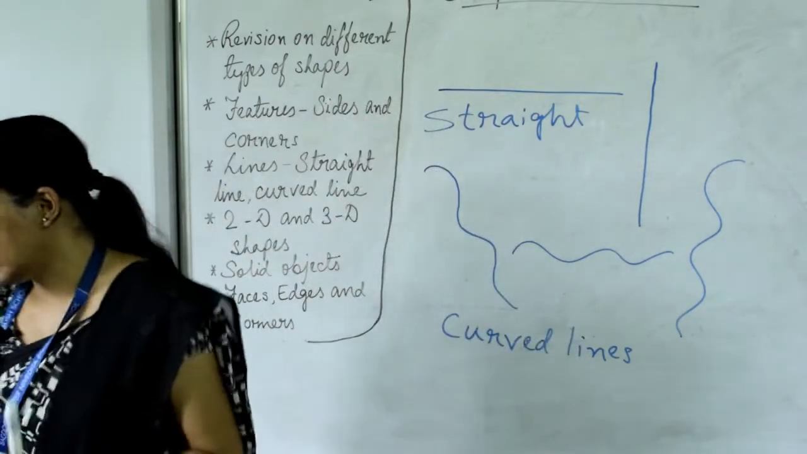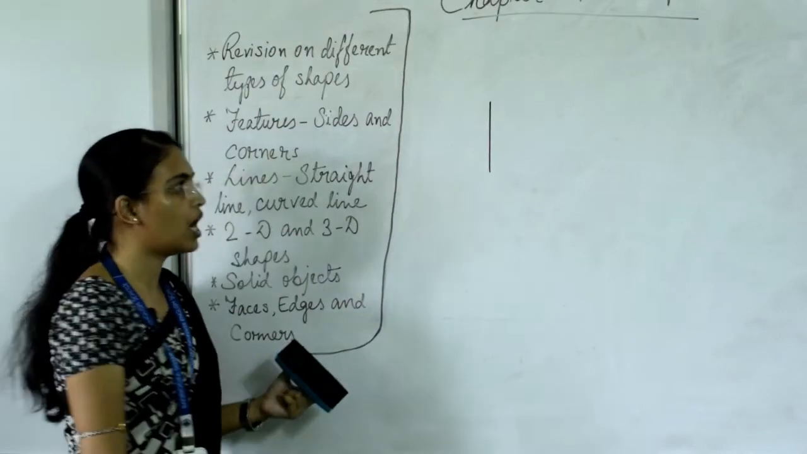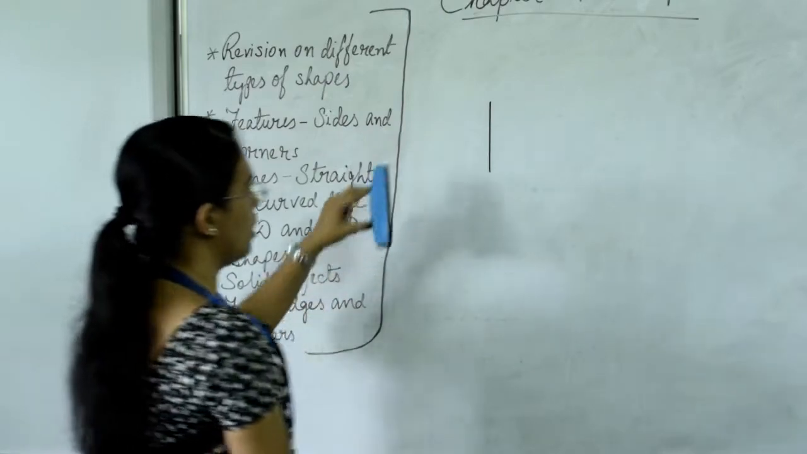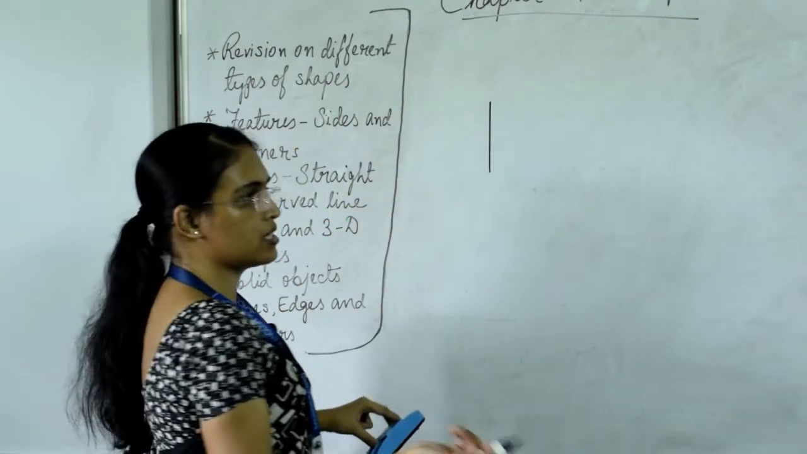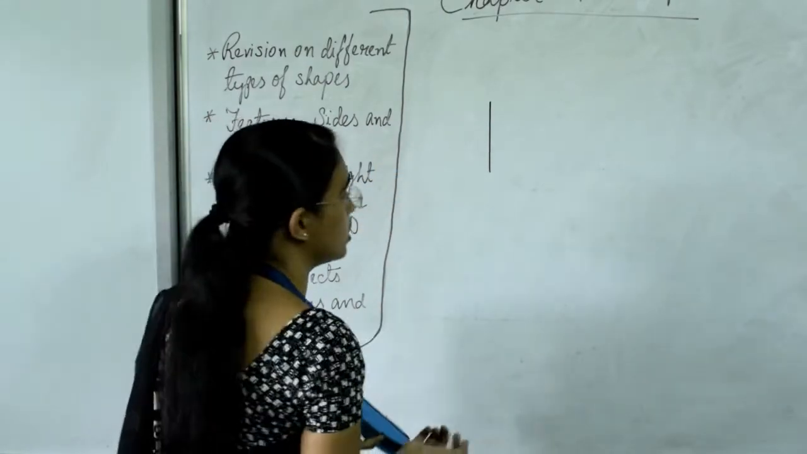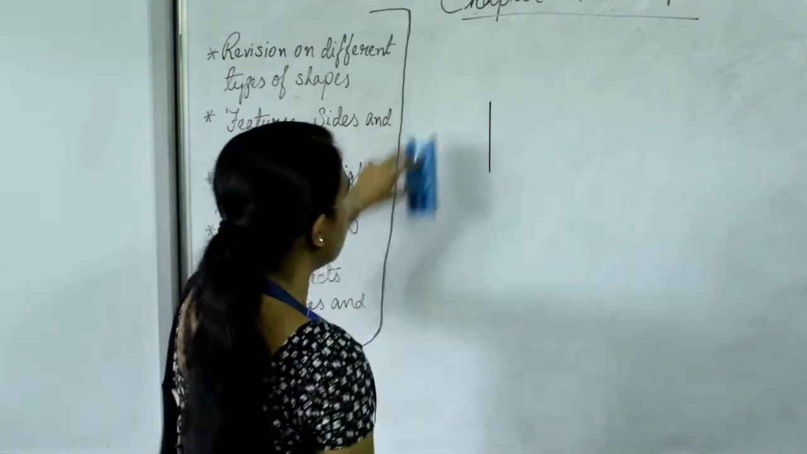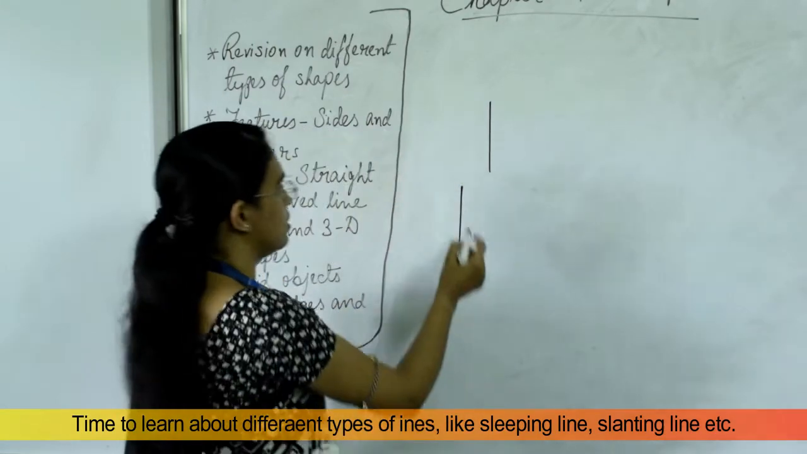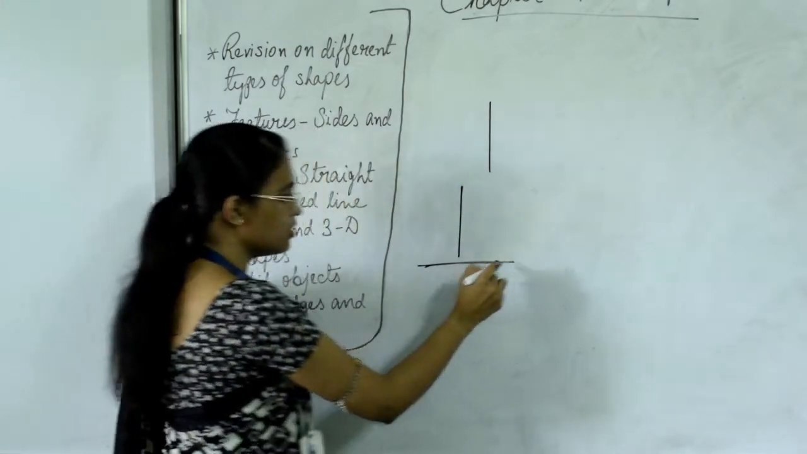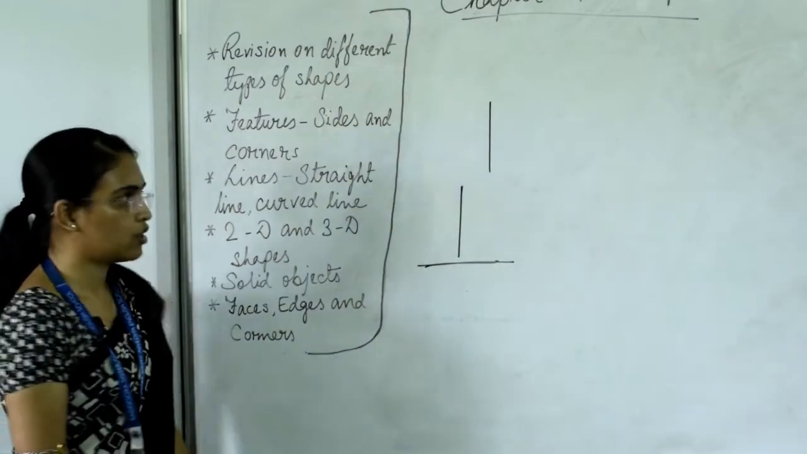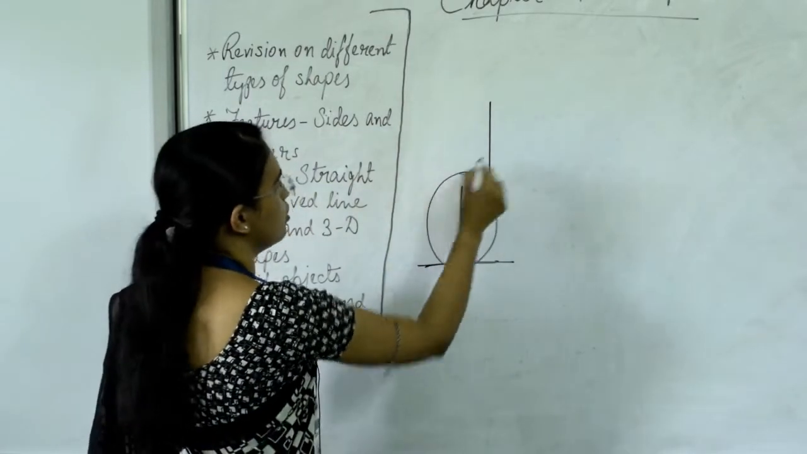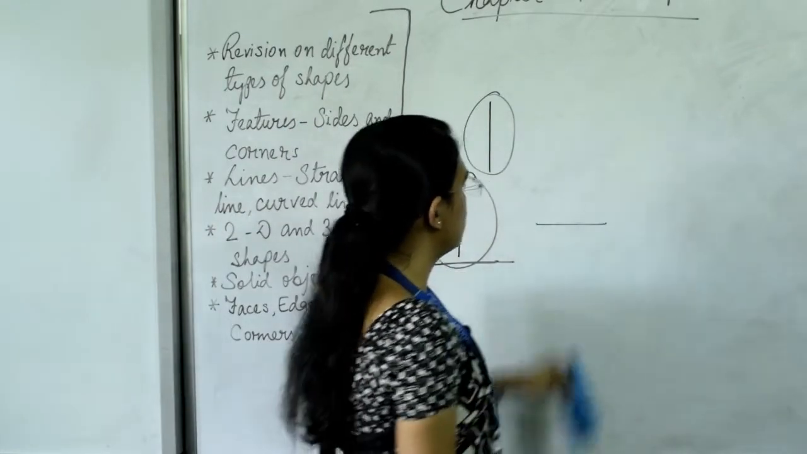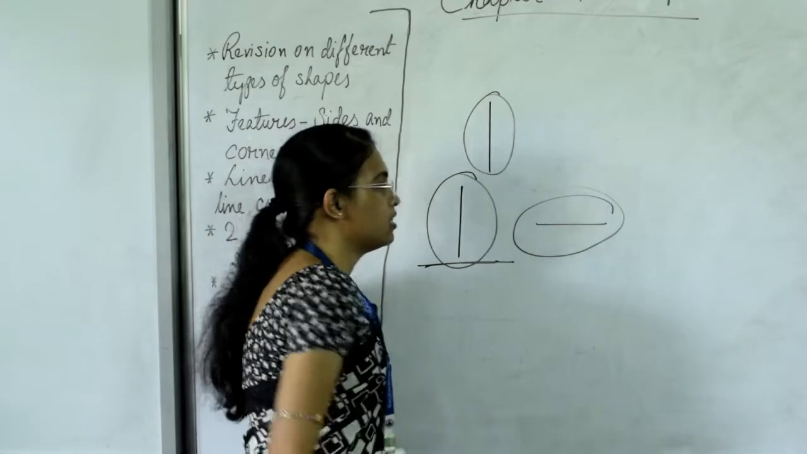Okay, now next is to draw a standing line. Take anything, you can take your book or pencil box, or you can use your scale to draw a standing line. When you draw a line like this, it means it is a standing line or vertical line. Okay, this is a standing line. You can draw like this also. This is also a standing line.